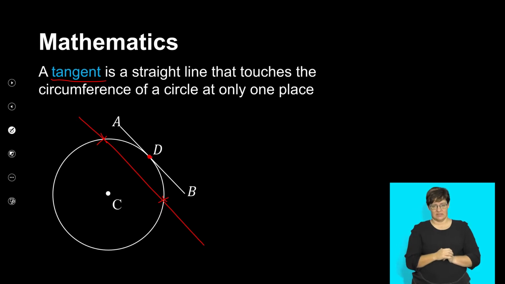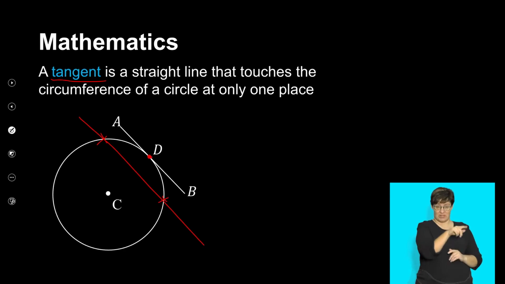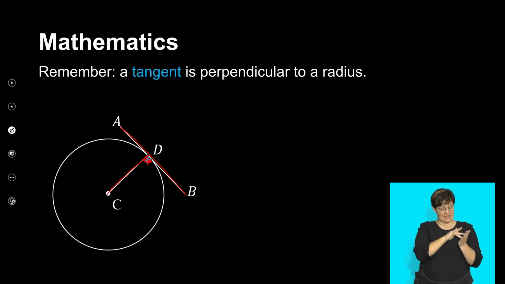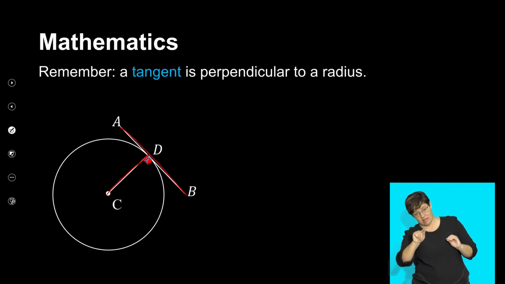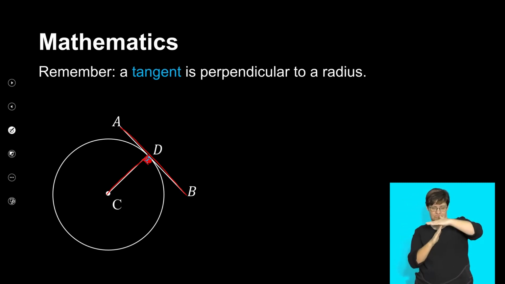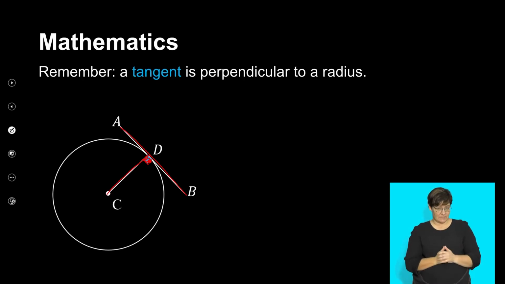Now, what's important to remember about tangents, going back to our circle geometry, is that a tangent is always going to be perpendicular to a radius. So if I draw a radius from the center of the circle to the one point where the tangent touches the circle, the tangent and the radius are going to be perpendicular. Now, let's jump into our first question.